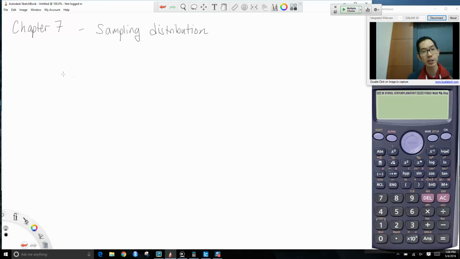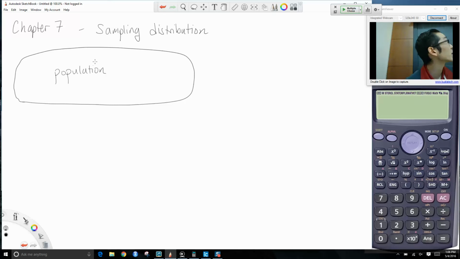All right, and so the idea here is we have some population, okay? And in this case, we will think of the population, and we're taking a look at a categorical variable, okay? So maybe we have some categorical variable in the population, and this categorical variable is defined by the population proportion P, okay?